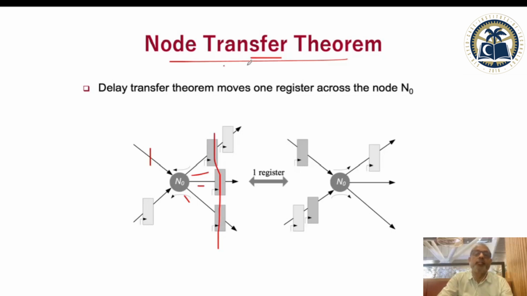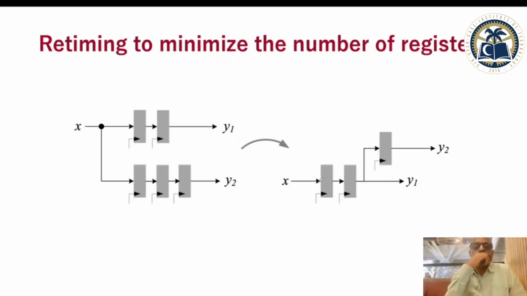This is also a kind of retiming, but using the node transfer theorem. You remove these three registers from the outgoing branches to the incoming branches, and you are left with only two registers. Here is another example of the node transfer theorem where you have two registers. You take these two registers and move them to the input, and now you have only one register. So you are saving, and the converse is also true.